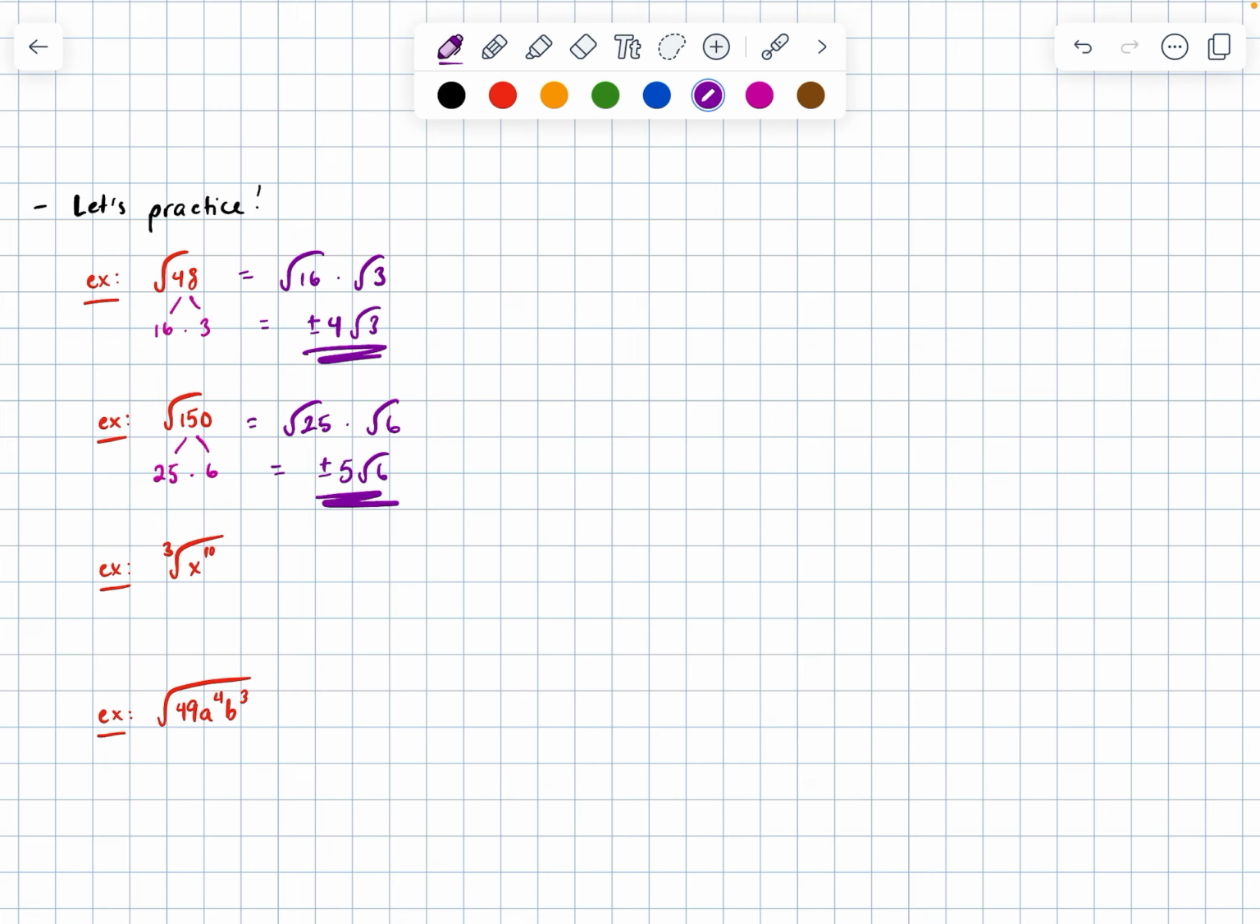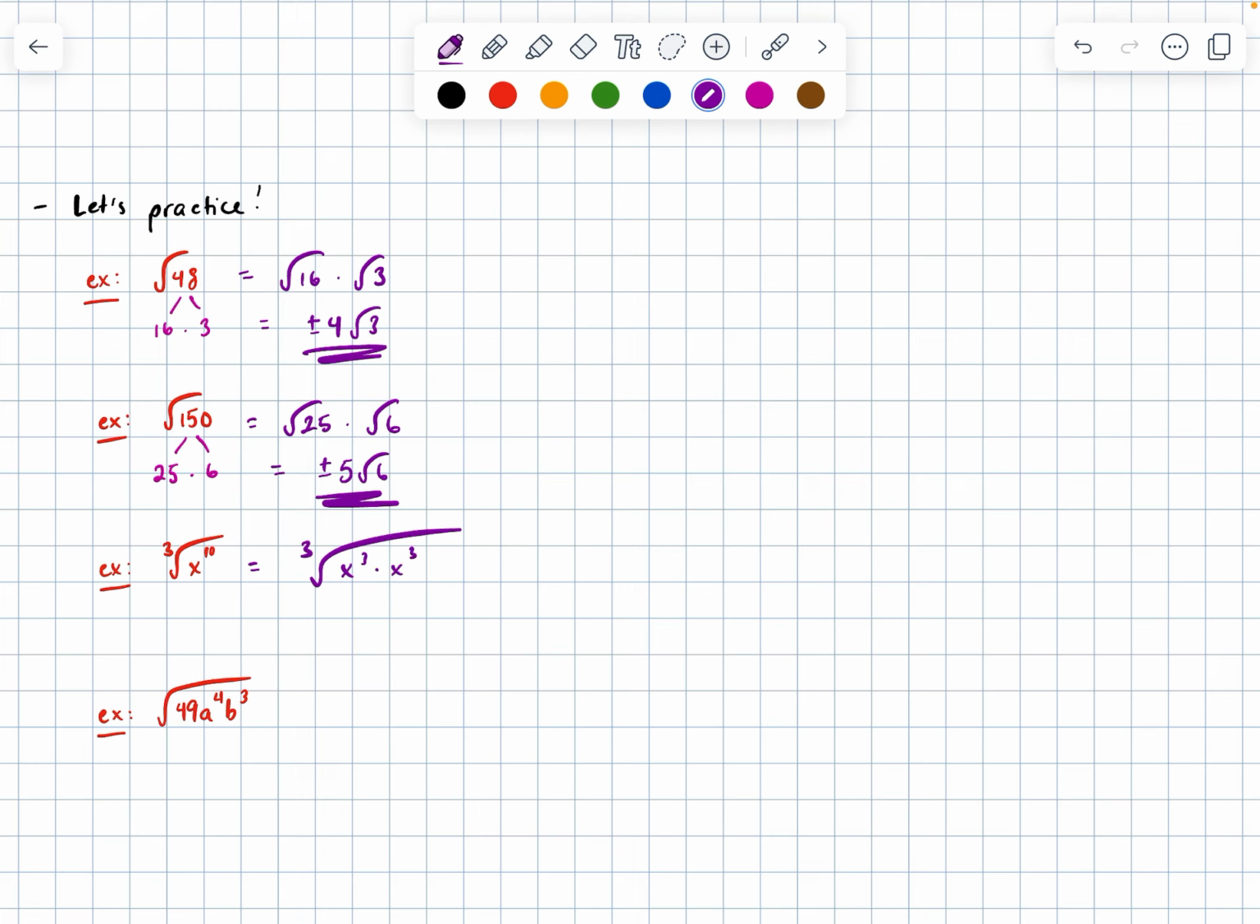Now for the cubed root of x to the 10th. Again, we have some variables, but don't be frightened. They work exactly the same way. The idea is that I cannot leave any x to the thirds under my cubed root. So let me see how many x to the thirds I'm actually working with. Well, remember that x to the 10th, this could be from a property of exponents if I multiplied a bunch of x's together. I'm going to choose to break this down into as many x to the thirds as I can. X to the 10th.